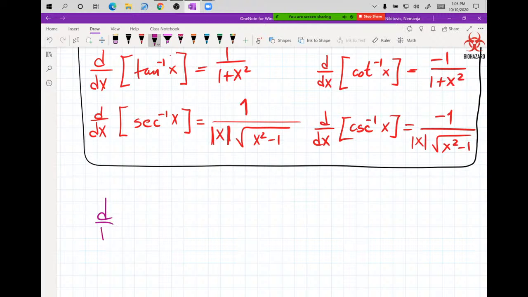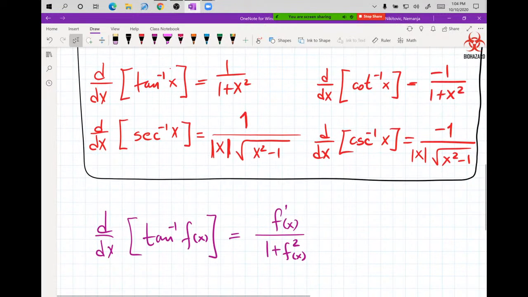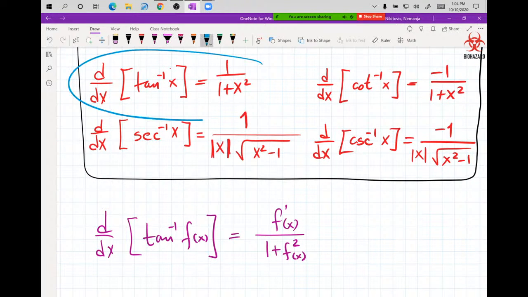So what would be the inverse tangent of a function? If I have a tangent inverse of not x, but f of x, the formula would change like this. So I hope you can let's put the blue.